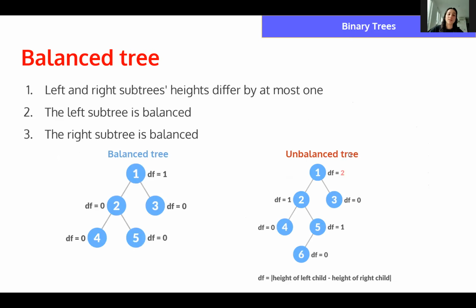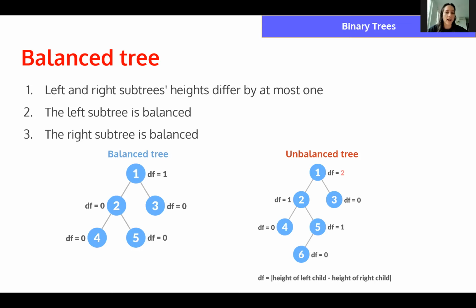Okay, so balanced tree. This is an example of a definition, like I said, that also has the left subtree and right subtree mentioned and how it's fulfilling that definition. So the official definition of a balanced tree is the left and right subtrees' heights differ by at most 1, same for the left and the right.